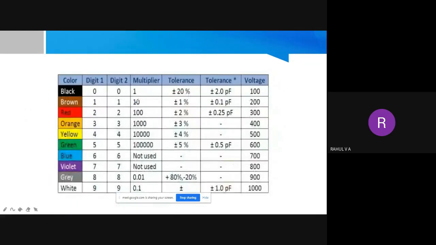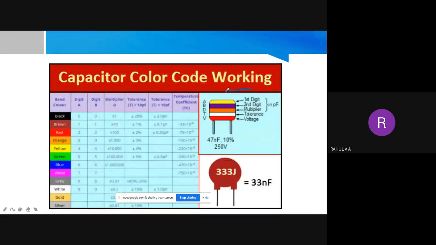Now, color coding of capacitor. If you look at the capacitor value, the coding is like this. There are 5 bands in a capacitor. The first value is a digit, the second value is a digit, as we have seen in the resistor. The third value is the multiplier, the fourth band is tolerance, and there is one more band that indicates the voltage rating. Voltage rating is also very important in the case of a capacitor. The maximum voltage that we can apply across a capacitor is the voltage rating.